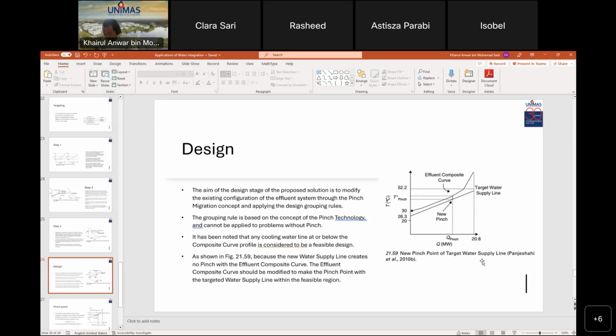The cooling water supply line has the same heat load, 20.8 megawatts, from the viewpoint of the cooling water network, but the heat removal of the cooling water system is changed as inlet conditions to the cooling tower are changed.